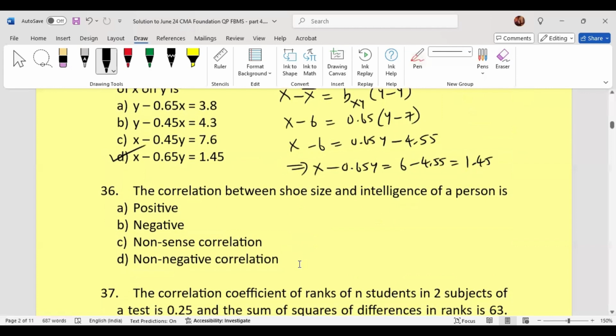The correlation between shoe size and intelligence of a person is uncomparable. I mean, you cannot compare these two, they are completely irrelevant. So it is a nonsense correlation.